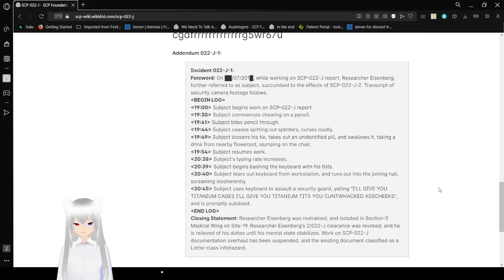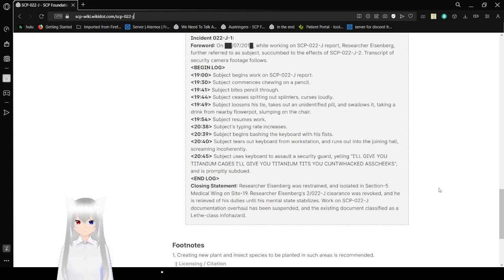Addendum 22J1. Foreword. On an unknown date, I'm guessing July of the 2010s, while working on the SCP-22J report, researcher Eisenberg, further referred to as the subject, succumbs to the effects of SCP-22J2. Transcript of security footage follows. Begin log at 7 o'clock p.m. Subject begins work on SCP-22J report.